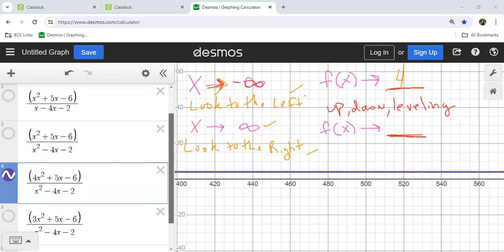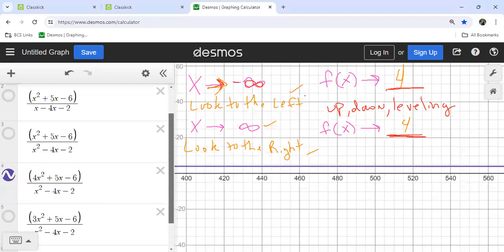So hopefully this is helping out with this process. Remember, look left. What does the graph do? That's this first statement that you're seeing. Look left, and then what does the graph do? It goes to 4. Look to the right, and then what is the graph doing? It's going to 4.